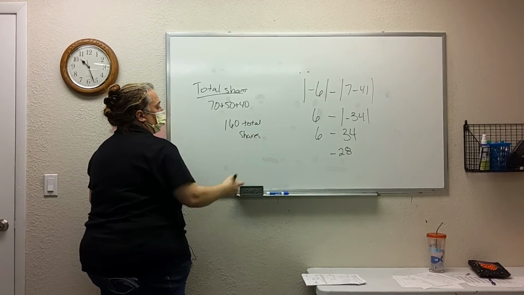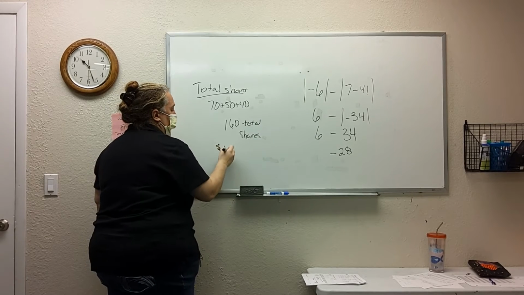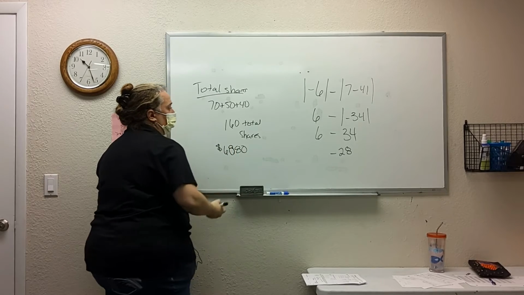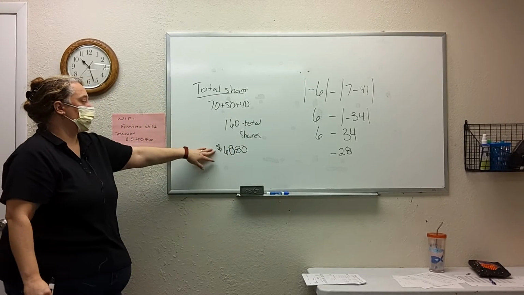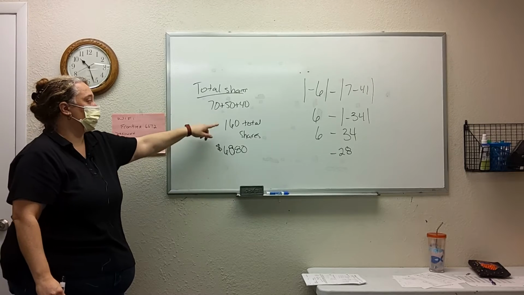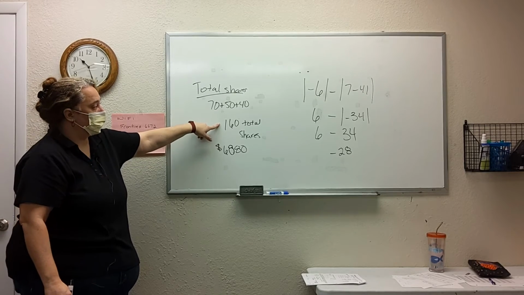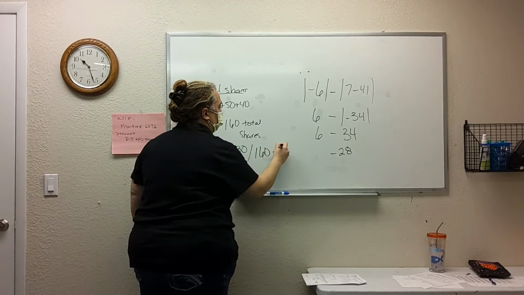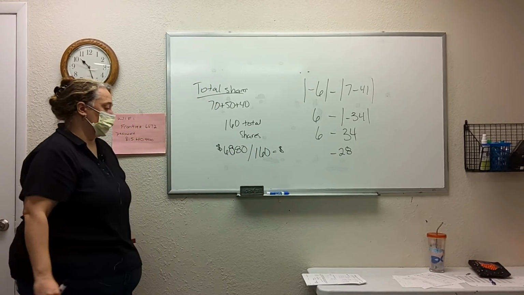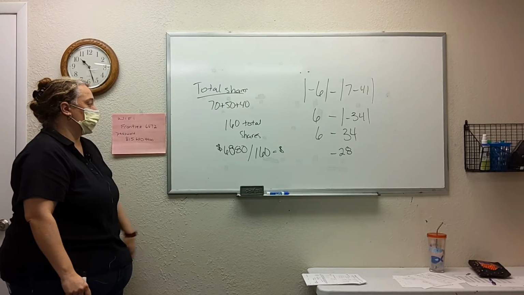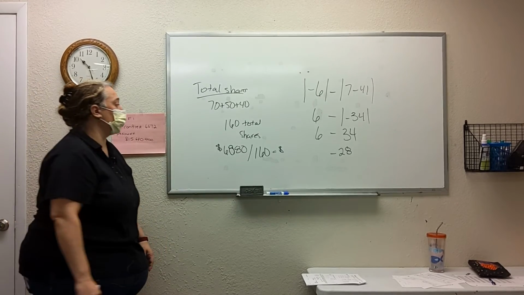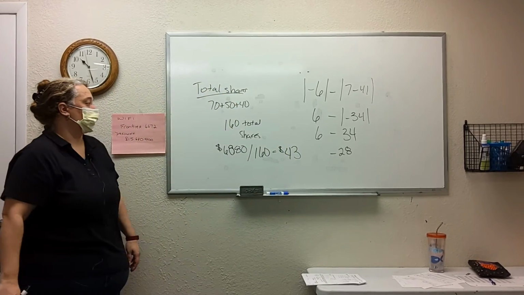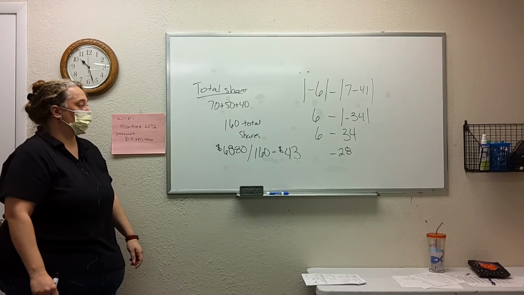And we know that those 160 total shares are worth a combined value of $6,880. So we have 160 total shares at $6,880 total. Take 6,880 divided by 160, and that should give you the price of each share. Somebody run that in their calculator. So each share is worth $43.